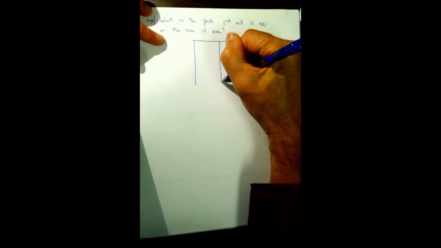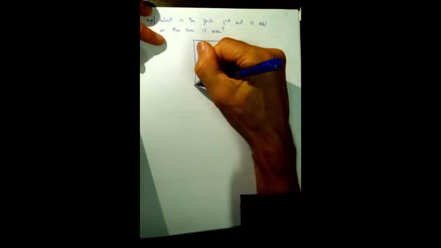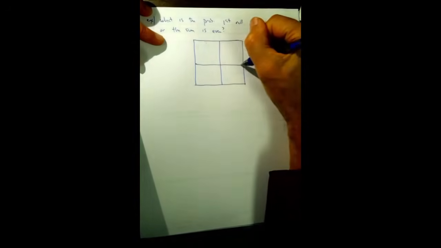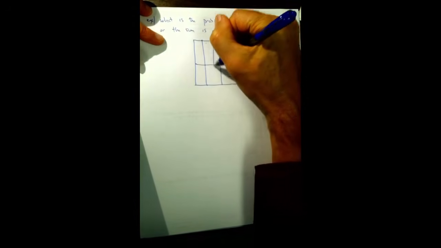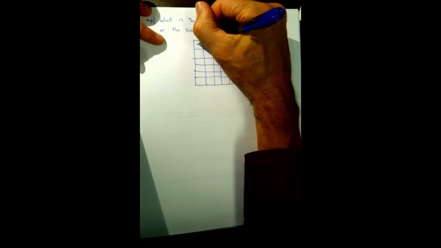So let me look at my sample space. We've seen this many times. I'm just going to write this down. So this is going to be what? 1 and 1.